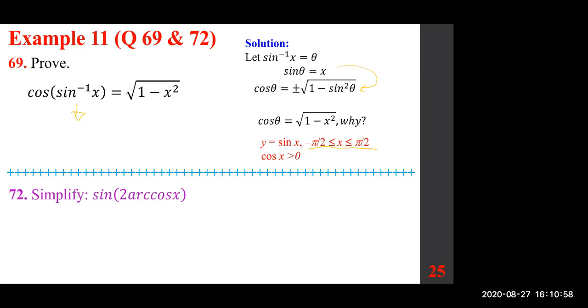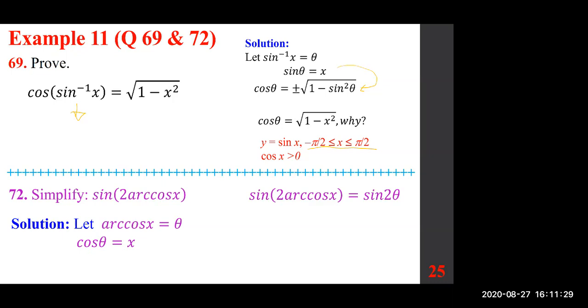What about number 72? What is sine of 2 arc cosine x? Well, if arc cosine x is theta, okay, that means cosine theta is x. And we want sine 2 theta as a result. Class, we want sine 2 theta. I hope everybody's following that. I'm basically replacing this with what we found here.